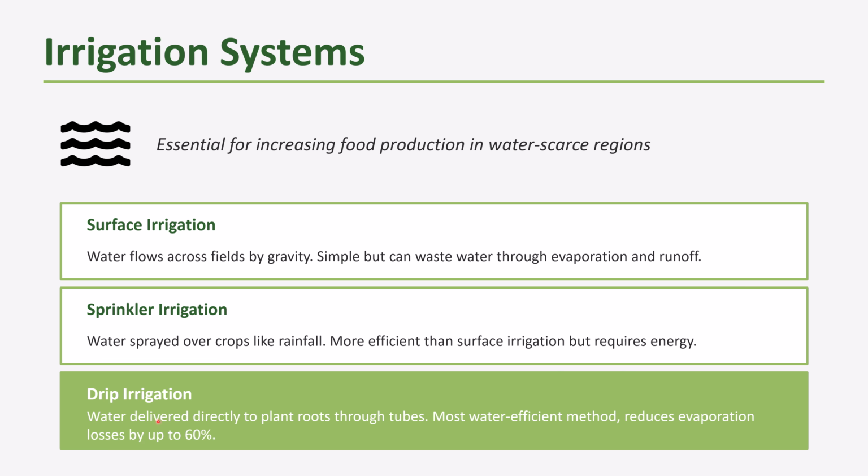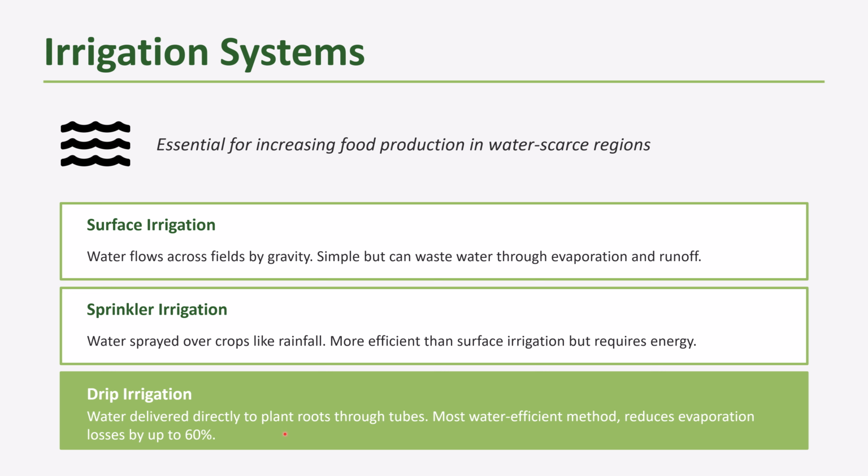Third is drip irrigation. This is the gold standard for sustainability. Water is delivered directly to the plant roots through a network of tubes. It is the most water-efficient method available, reducing evaporation losses by up to 60%.